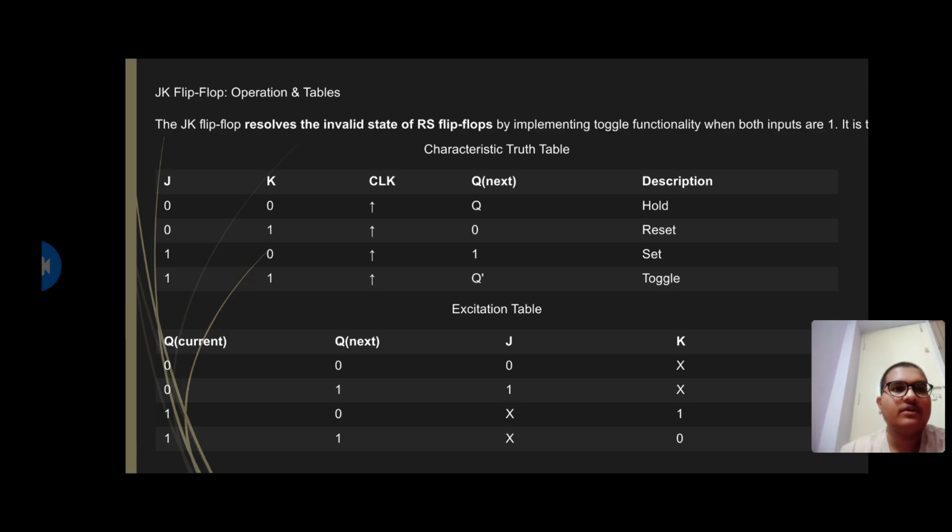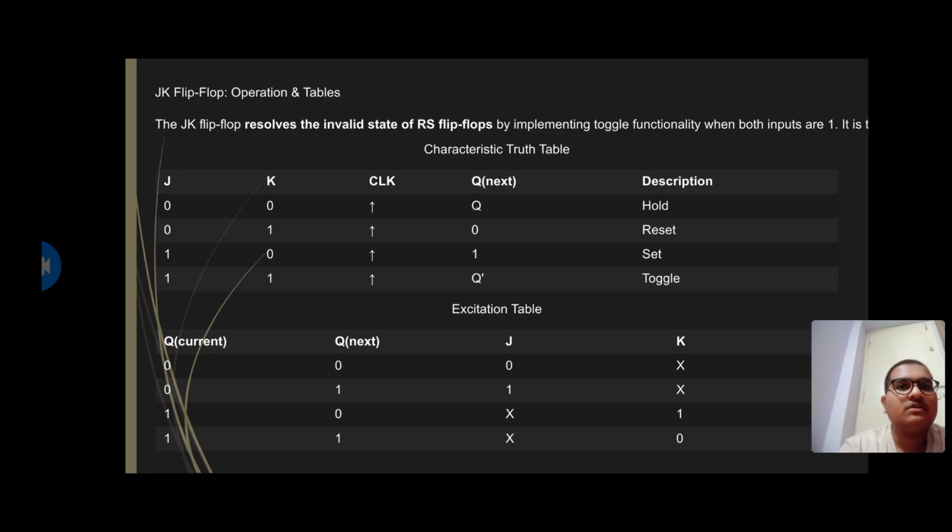Now let us go into the characteristic table. When J is equal to 0 and K is equal to 0, clock is rising, Q next is Q, so it is hold state. When J is equal to 0 and K is equal to 1, clock is rising, Q next is equal to 0, so it is reset state. J is equal to 1 and K is equal to 0, clock is rising, Q next is equal to 1, which is set state.